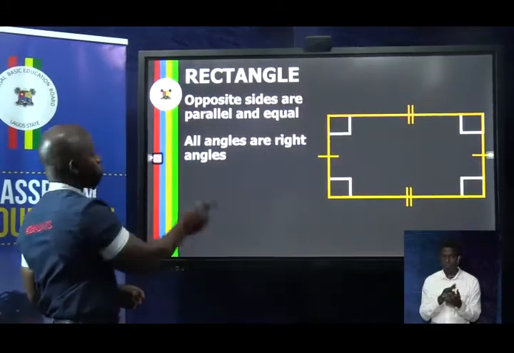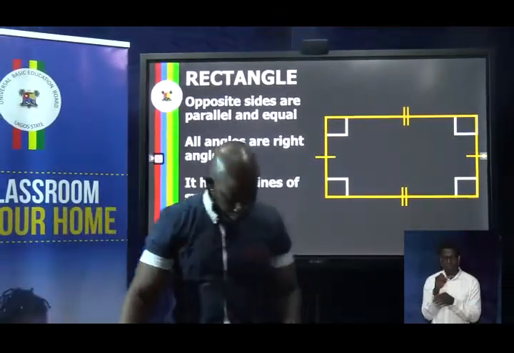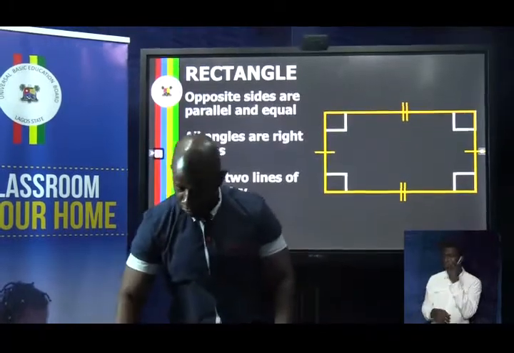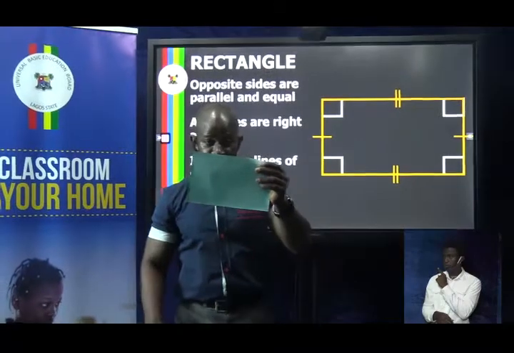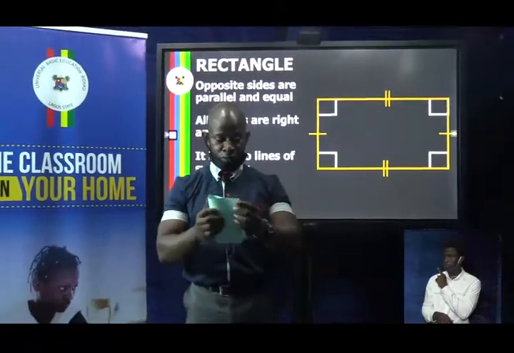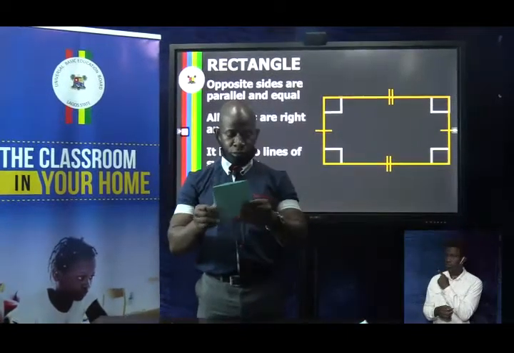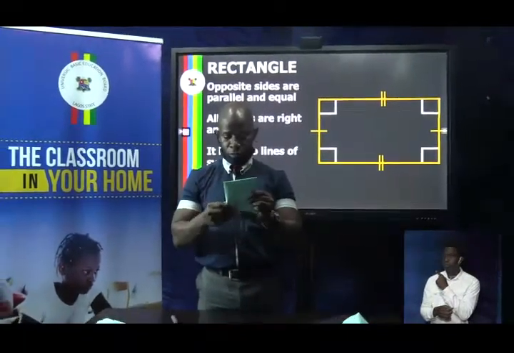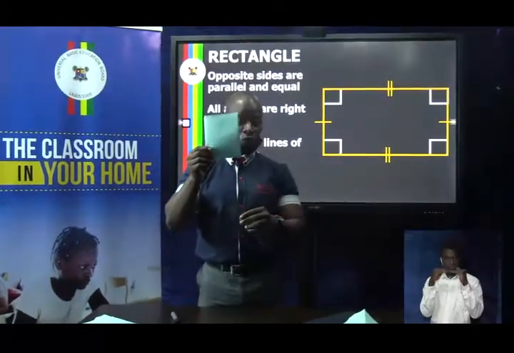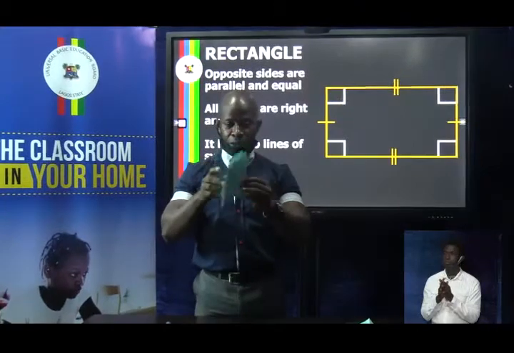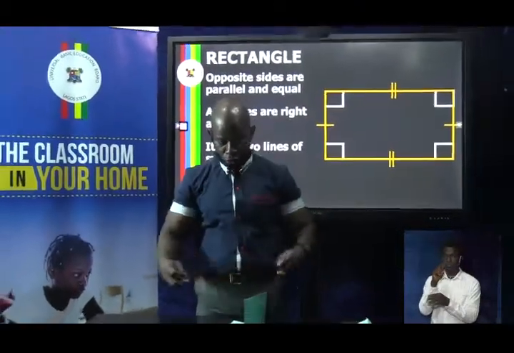What other properties does it have? It has two lines of symmetry. I'll show you that. This is a rectangle, my friend. So let's find the two lines of symmetry. If I fold it along this line, they cover each other exactly. No overlap. So this line, my friend, is a line of symmetry. So I'll just trace that out.